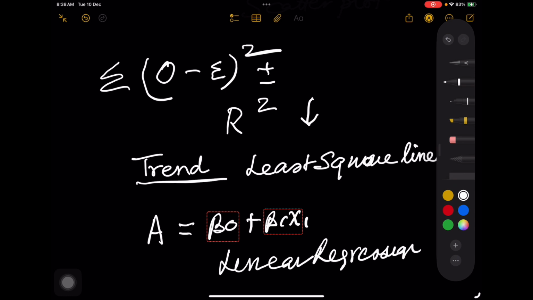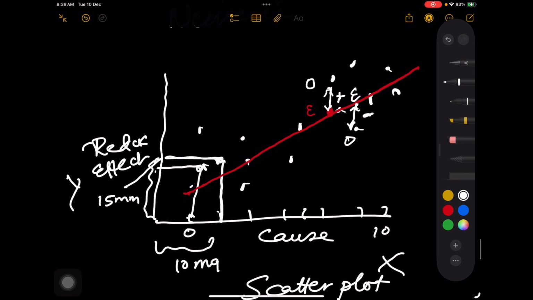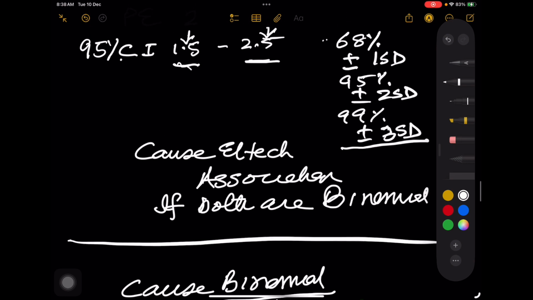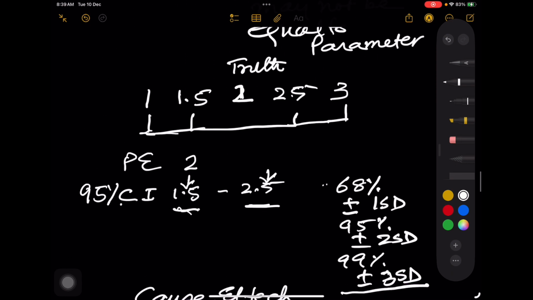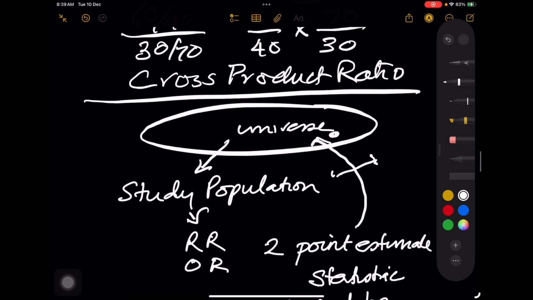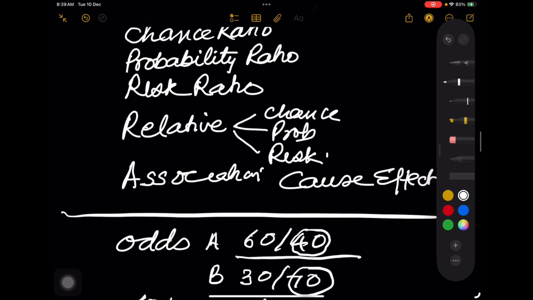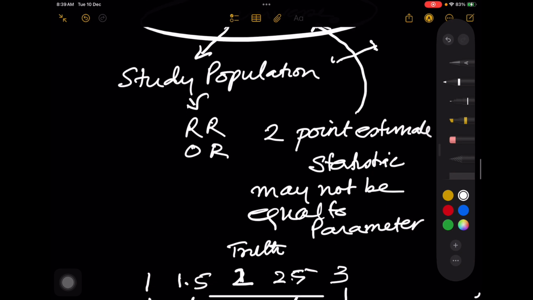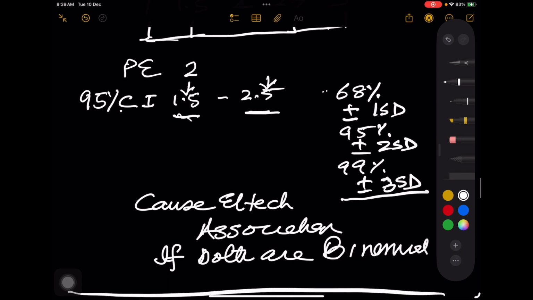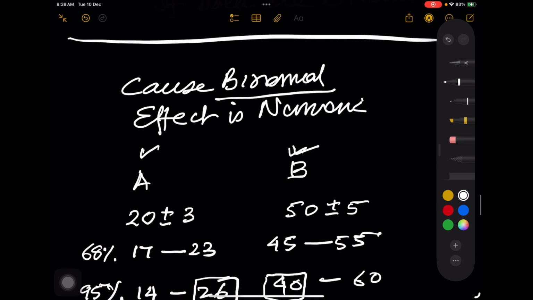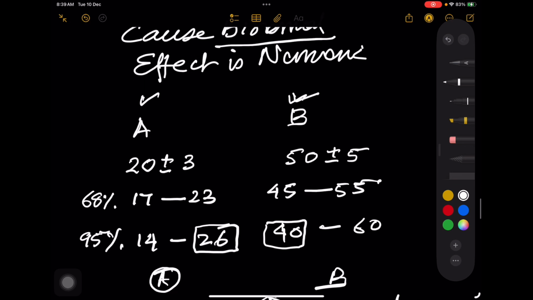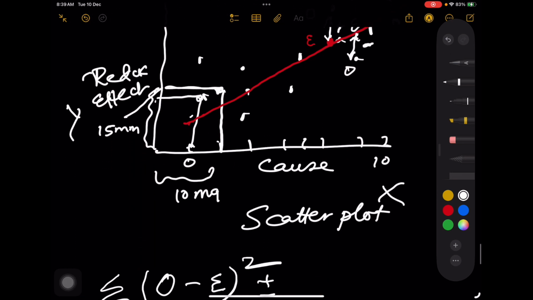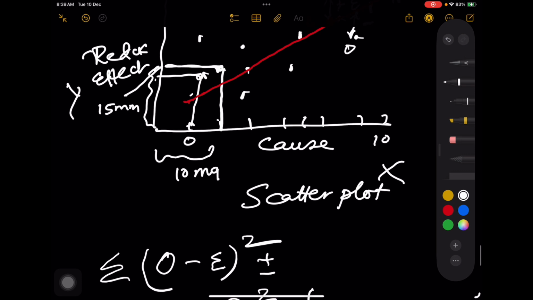So we have told you how to associate cause and effect by three methods. When both cause and effect are binomial, by this 2 by 2 table. When cause is binomial but effect is numeric, and when both cause and effect are numeric. So this is the study of causality.